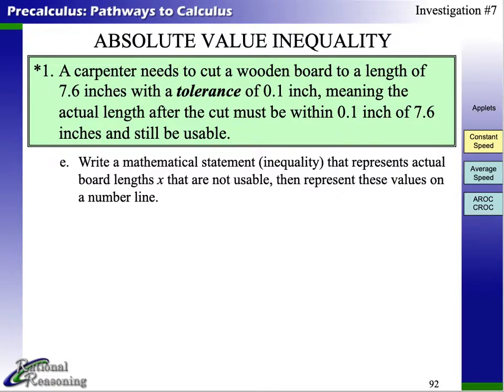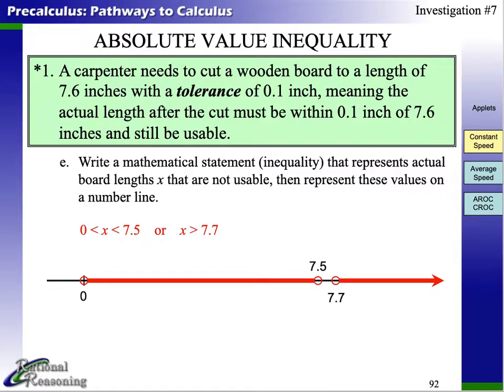Okay, so write a mathematical statement that represents actual board lengths. So again, what we were representing there was the amount of the error, not the actual board lengths. So this time, we're representing that x has to be between 7.5 and 7.7. The boards that would not work are any time x was less than 7.5, we couldn't use it, or if x was greater than 7.7, we couldn't use it, right? Same problem, but that's the outside. So these are the types of boards we would have to throw out.